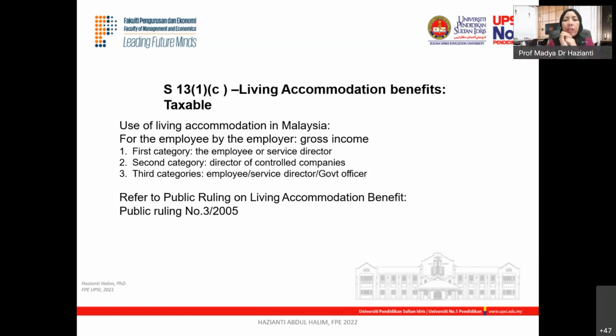So use of living accommodation in Malaysia for the employee by the employer. Dia ada 3 kategori: employee or service director, director of control companies, and employee or service director or government officer. Okay, so this is the public ruling lah kalau nak tengok. Nanti kita tengok website dia. So this is public ruling on living accommodation benefit.